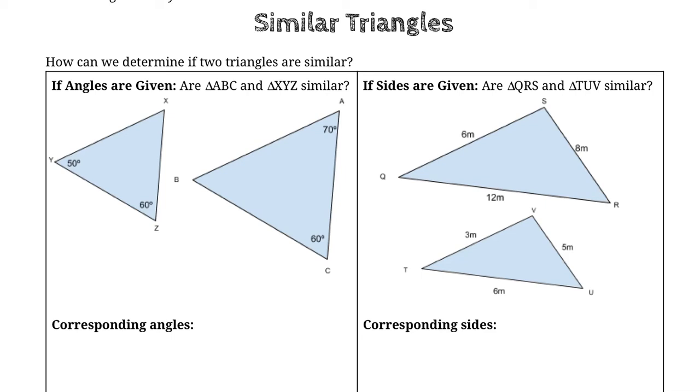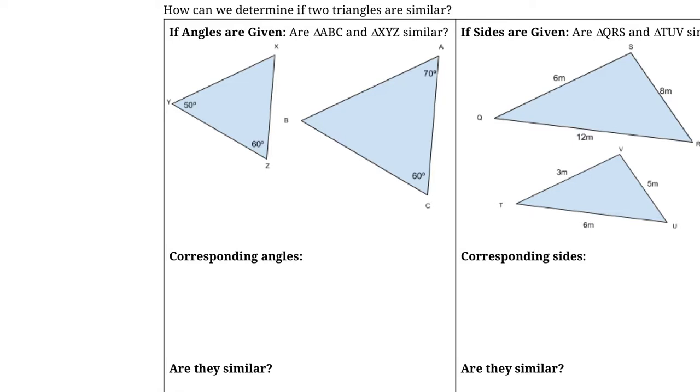In this lesson, we're going to learn about similar triangles, and we'll be able to determine if two triangles are similar by comparing their angles and comparing their sides. When we compare the angles inside two similar triangles, they will be equal. So in each triangle, there will be a pair and their angles will be the same.